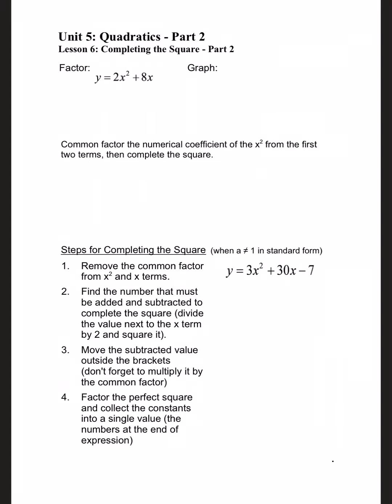Hi everyone, today we're looking at Unit 5, Lesson 6, Completing the Square, Part 2. So yesterday we just started to look at the process of completing the square. Today we're going to continue looking at that.